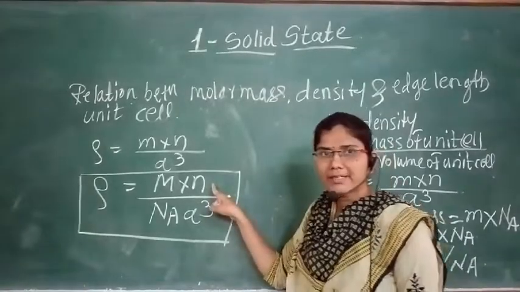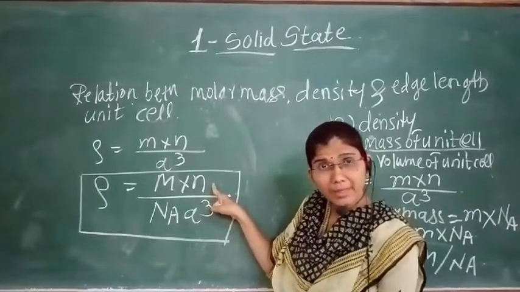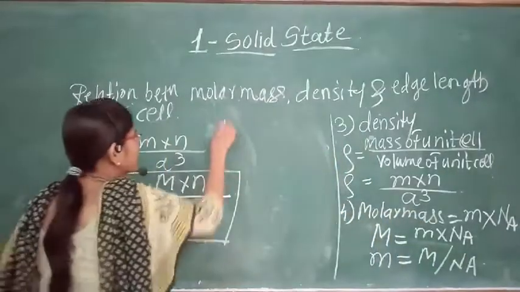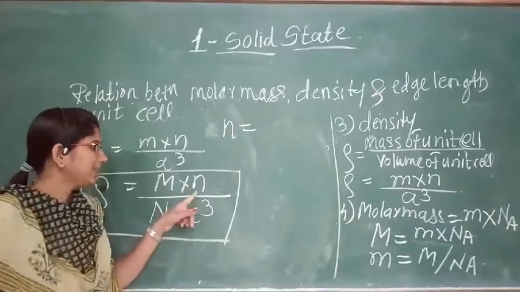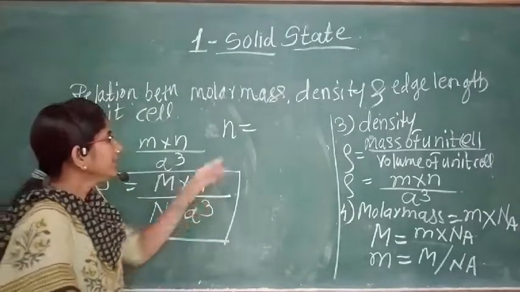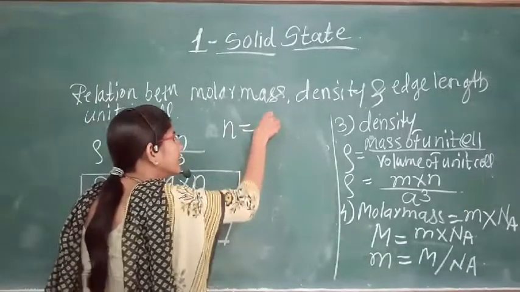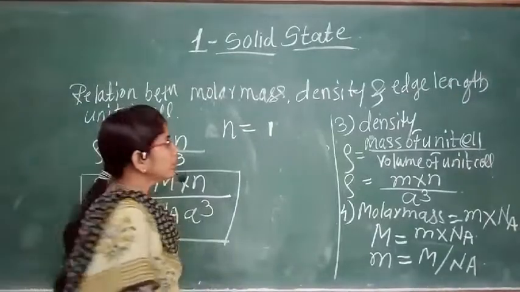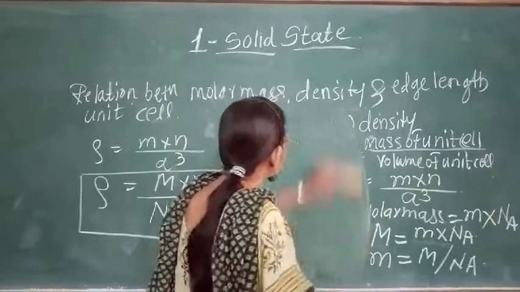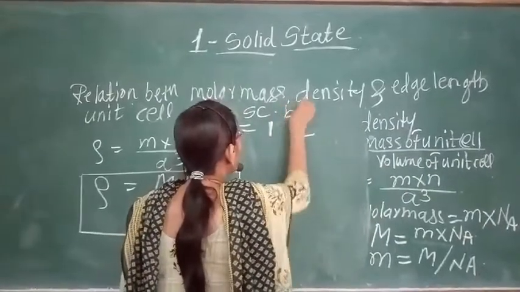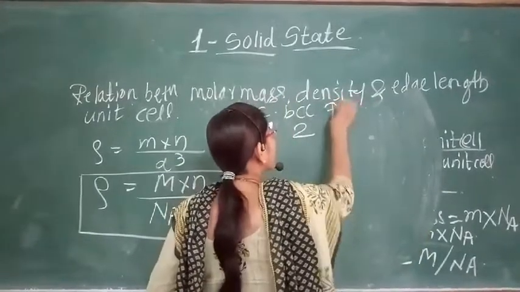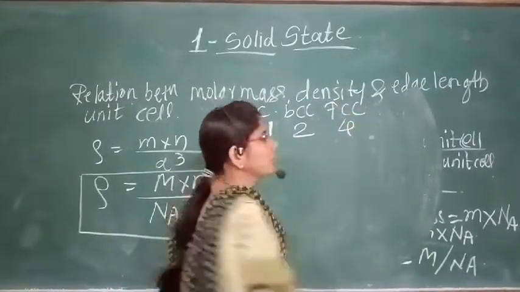Here, the number of particles: what is the value of the number of particles? For a simple cubic unit cell, we have to remember the value of n, the number of particles per unit cell. n is equal to 1 for a simple cubic unit cell, n is equal to 2 for a body centered cubic unit cell. And what is the value of n for a face centered cubic cell? It is equal to 4.